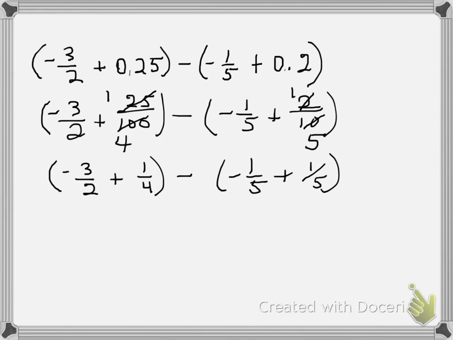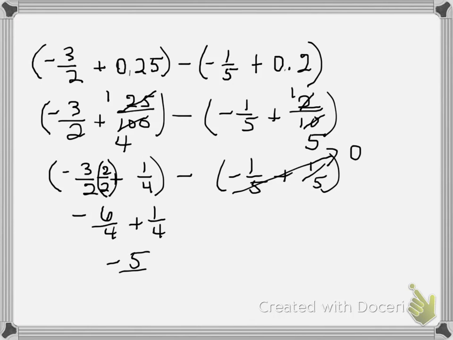Well, a -1/5 and a +1/5 add to be 0. So that whole part of the problem is gone because something minus 0 will just be the something. All right, now -3/2. We need a common denominator. It would be 4. So we'll multiply numerator and denominator by 2. We'll have -6/4 plus 1/4. I actually don't need the parentheses anymore. And that will equal a -5/4. Okay, so that's what it looks like if I work it using the fractions.